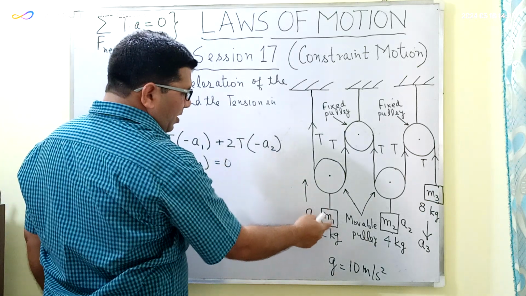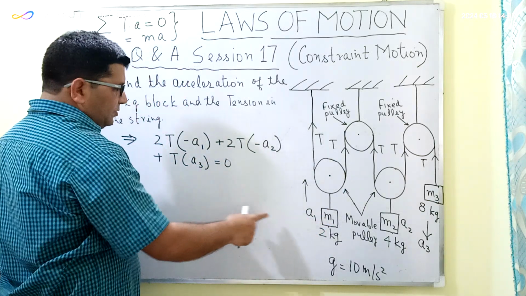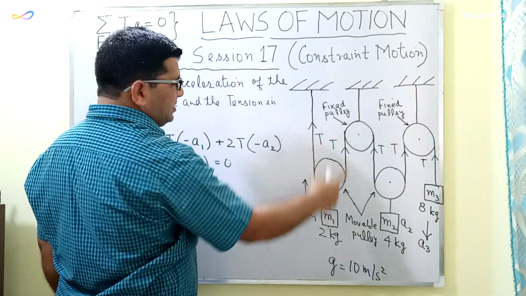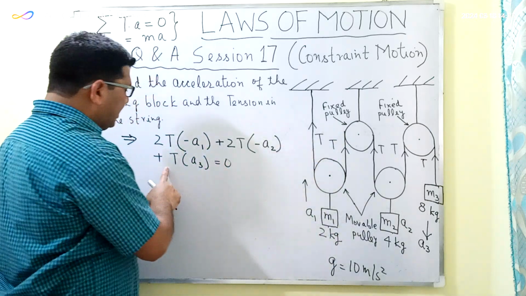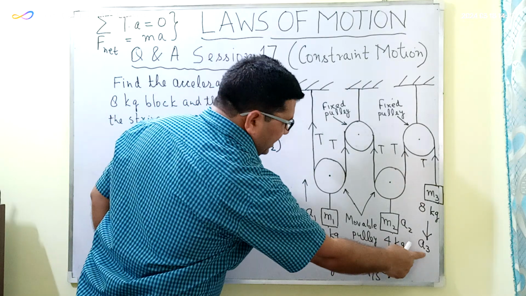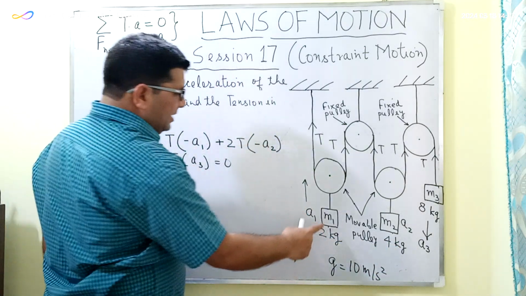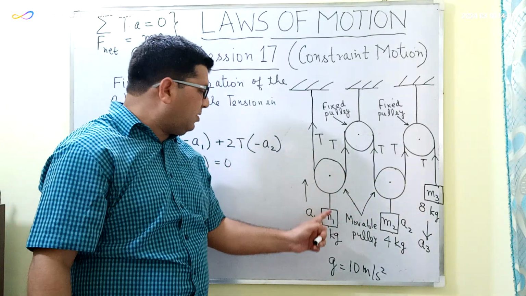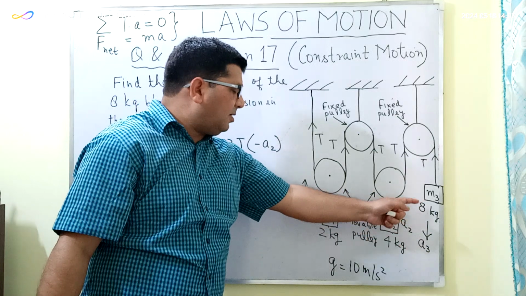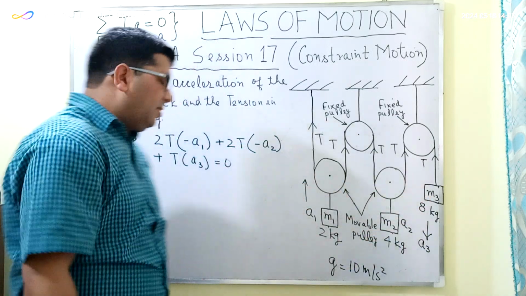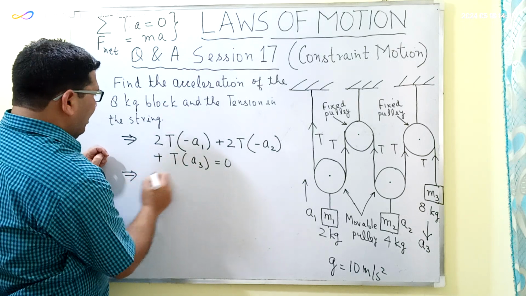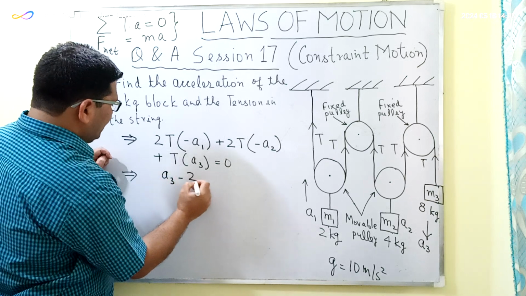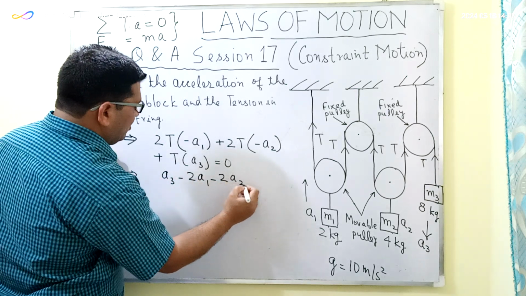Now, I have just considered this block, that is block M1 of 2 kg. So here the total tension is equal to T plus T. This is the tension acting in this direction, and this is the tension acting in this direction. So T plus T is equal to 2T. Now, if the acceleration of this block is A3, then the acceleration of this block and this block will be taken as negative, because the direction of motion of these two blocks is opposite to the direction of motion of block M3. So from this equation, this T and this T will get cancelled out, so A3 minus 2A1 minus 2A2 is equal to 0.